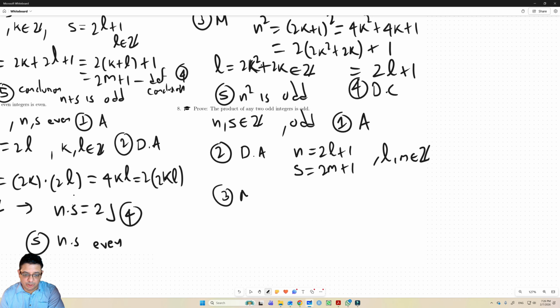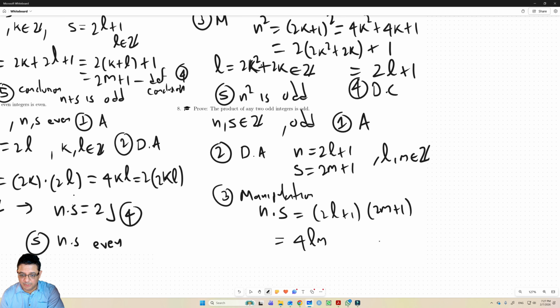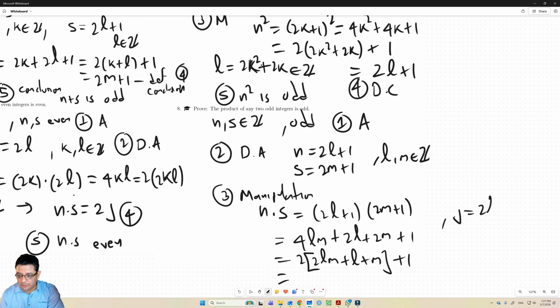Okay. So now let's do the product of them. So number 3, the manipulation step. It's going to be n times s. And n times s is going to be 2l plus 1 times 2m plus 1. So if I multiply this, I'm going to get 4lm, this by this, plus 2l plus 2m plus 1. So now I can factor a 2 out of this, and I'm going to get 2 times 2lm plus l plus m, plus 1.